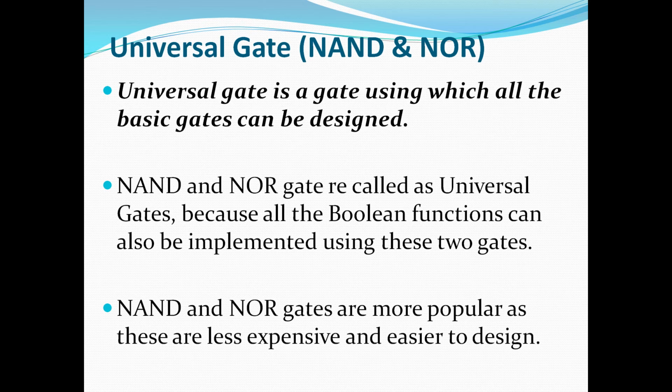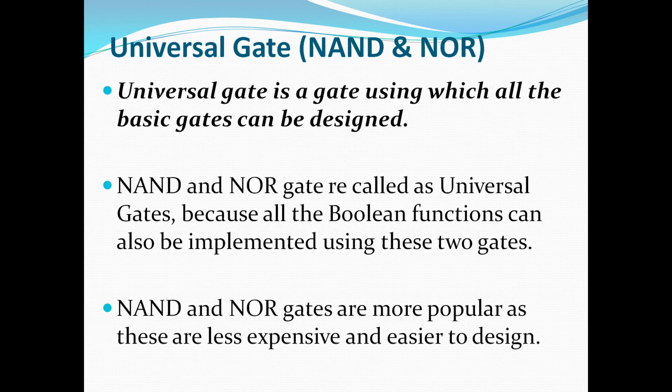Already we know that gates are mainly of two types: basic gates and derived gates. NAND, NOR, XOR and XNOR are known as derived gates. AND, OR and NOT are known as basic gates.